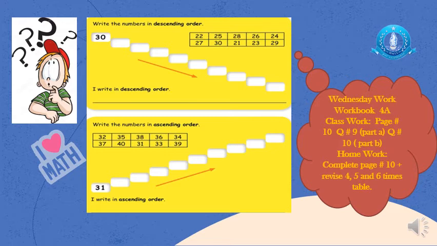Right? And now we will do Wednesday work. In class, the classwork is page number 10, question number 9 part A and question number 10 part B. Open your workbook for A, page number 10. Page number 10 has two questions. Question number 9 and question number 10. Question number 9 is about arranging the numbers in decreasing order. Decreasing order means descending order.